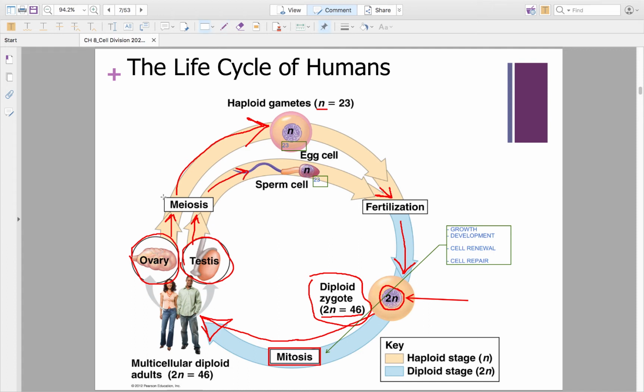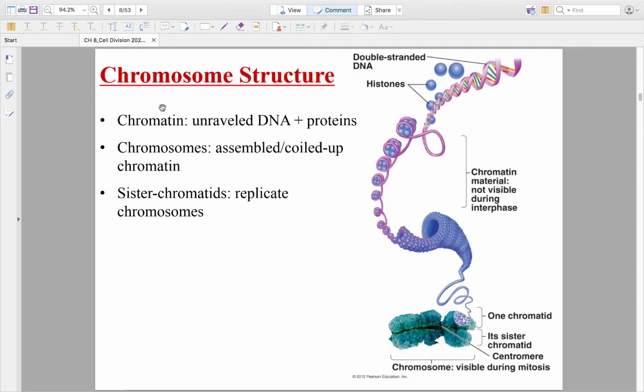Meiosis has one purpose and one purpose only: to generate the sex cells, to generate haploid gametes. That's all. Now, let's go ahead and look into a couple of important factors before we jump into the steps of mitosis.